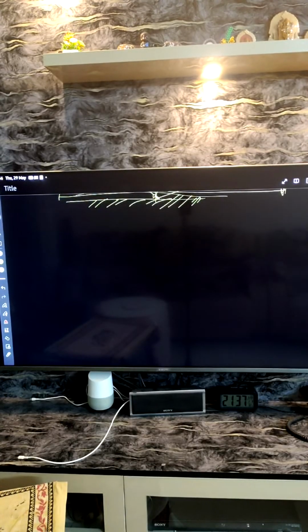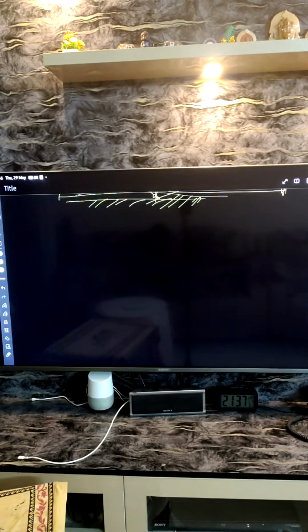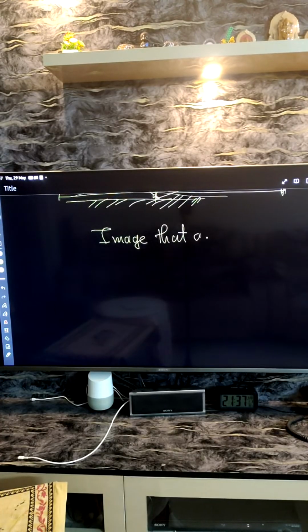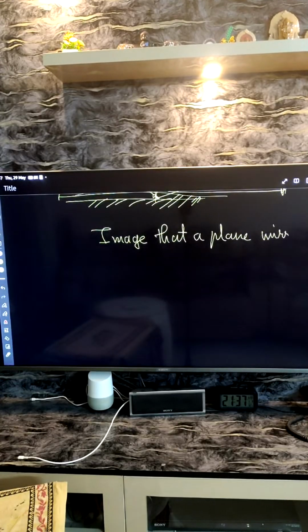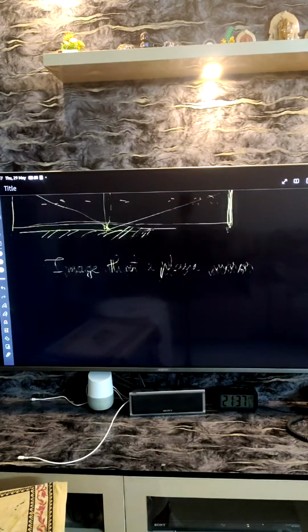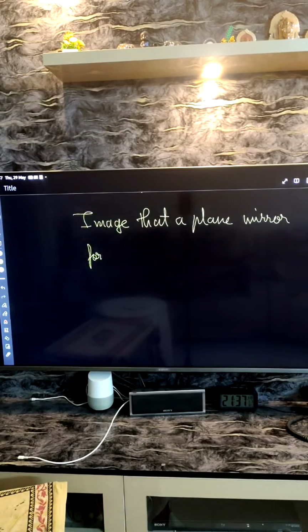Now, let us move on to the properties of the image formed by the plane mirror. We already learned in class 7 that the image that a plane mirror forms is virtual.